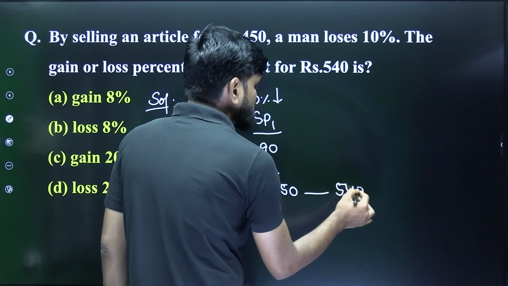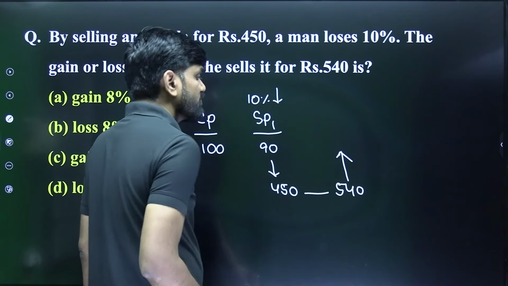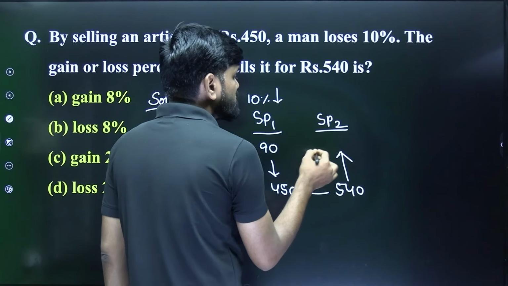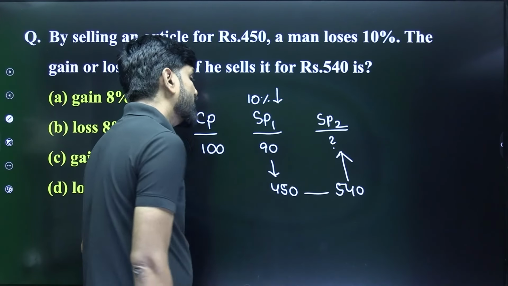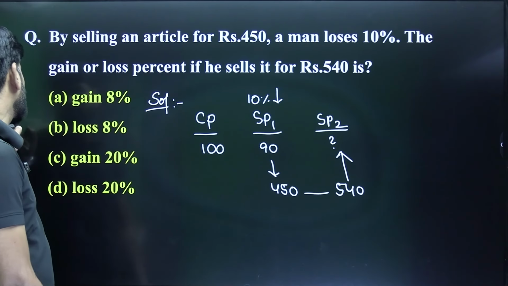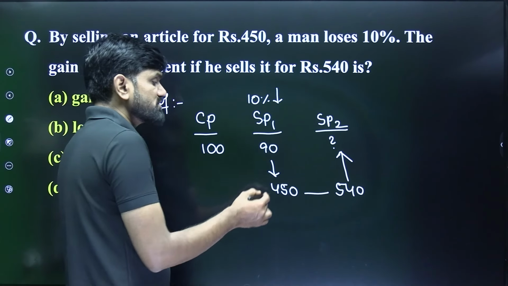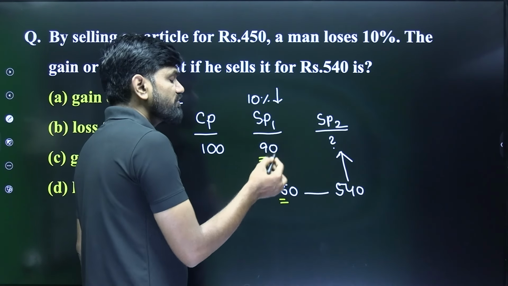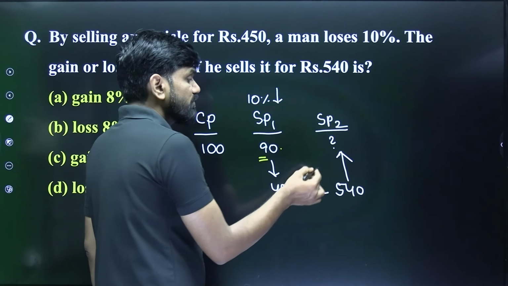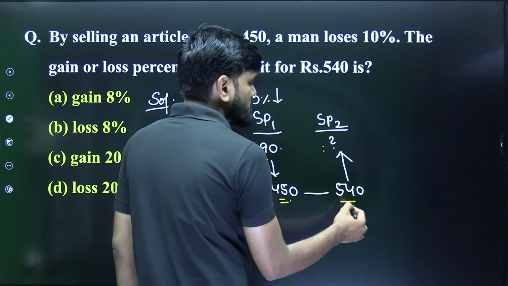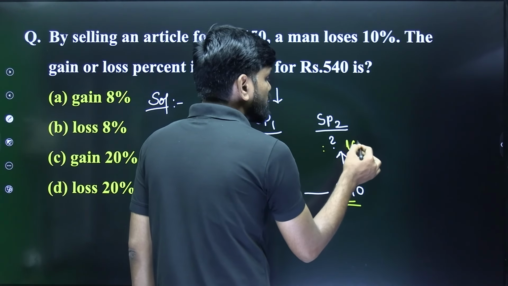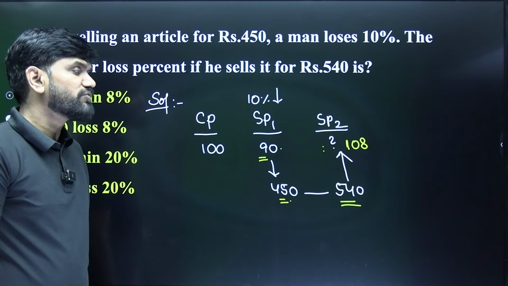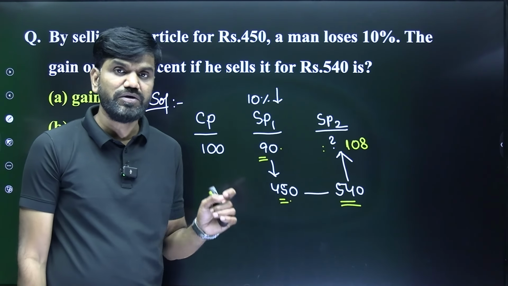Now, what is the gain or loss percent if it is sold for 540? You have to identify that value. How do we identify it? By the same process. This article is 5 times this article. In reverse, this is 1/5 of this, so it should also be 1/5 of 540. 1/5 of 540 is equal to 108.